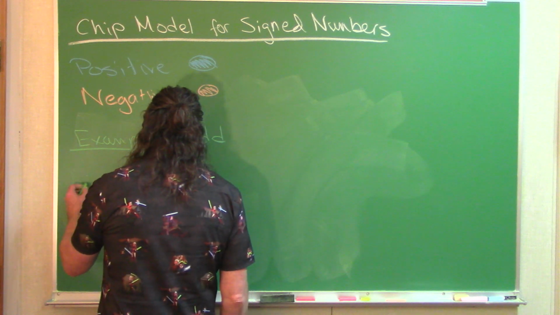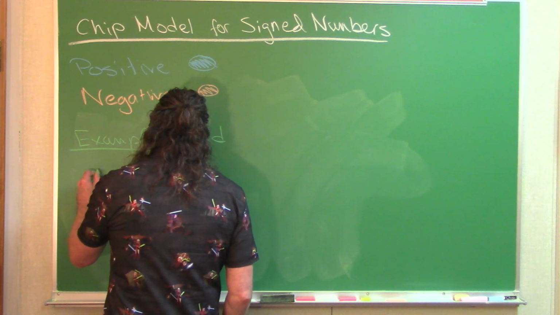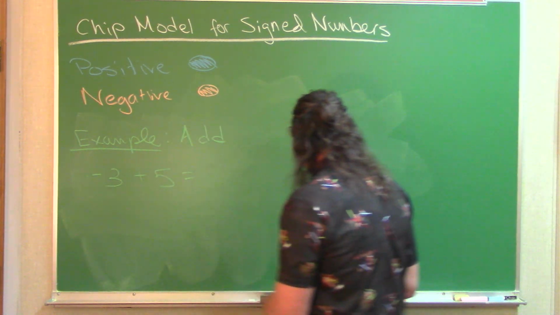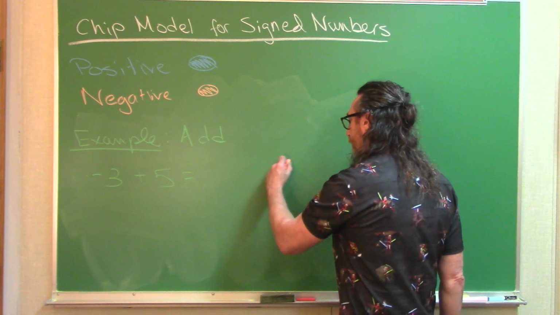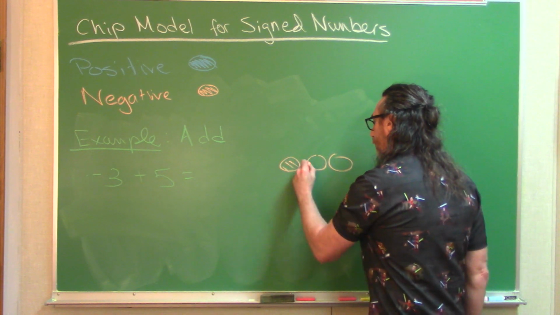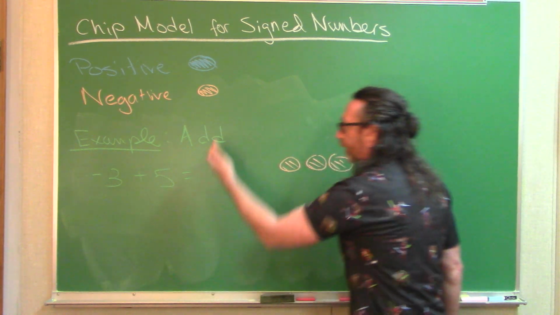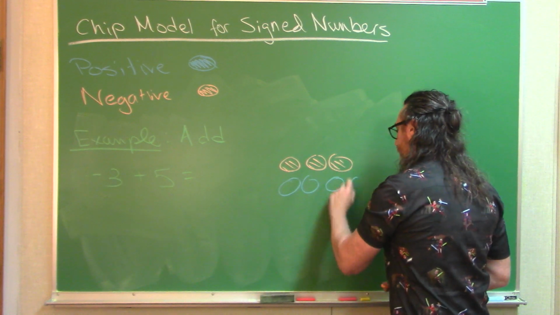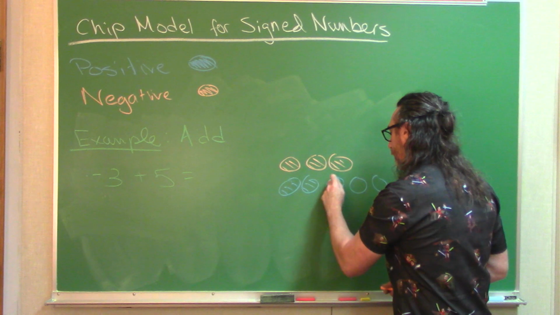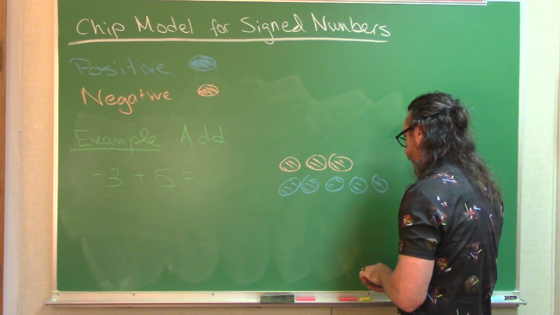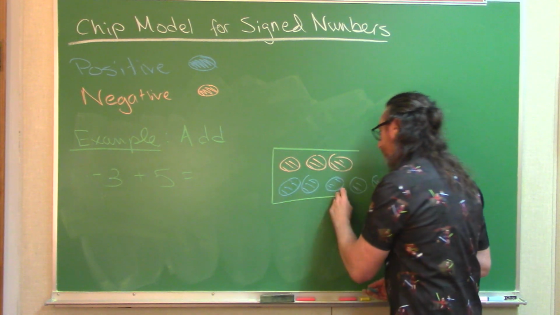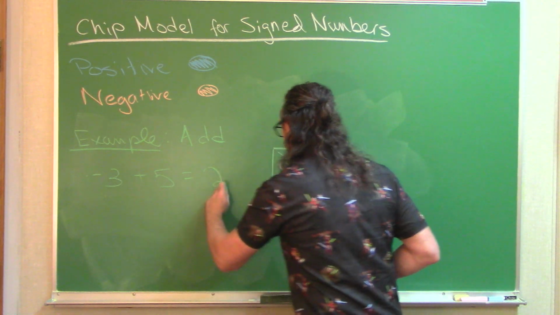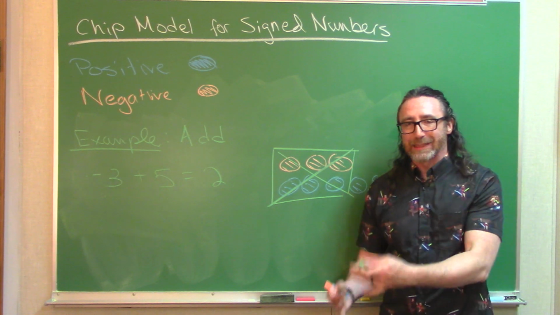Let's do negative 3 plus 5. Okay, so once again we'll start with this, putting 3 negative chips there, 5 positive chips, and we can see here those cancel, and we are left with 2 positive chips at the end.